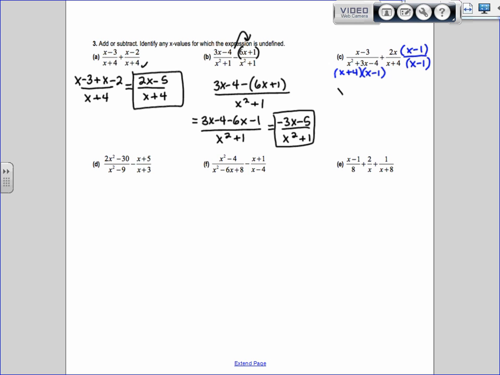Okay, so that means I have x minus 3 plus, and I'm going to have 2x times x minus 1 all over x plus 4 times x minus 1. So I have x minus 3 plus 2x squared minus 2x all over x plus 4 times x minus 1. Sometimes I get lazy, and on the bottom of the denominator I write like that. I do little quote marks, like etc., etc., and then at the end I put the denominator. All right, so we're going to combine. So I have 2x squared minus x minus 3 over x plus 4 times x minus 1.